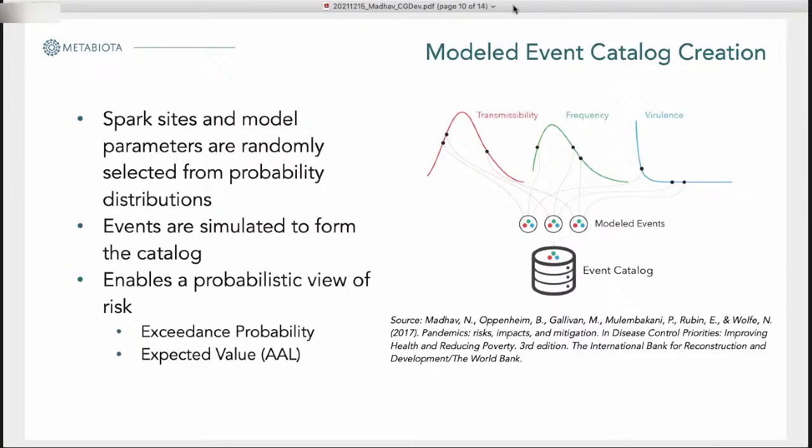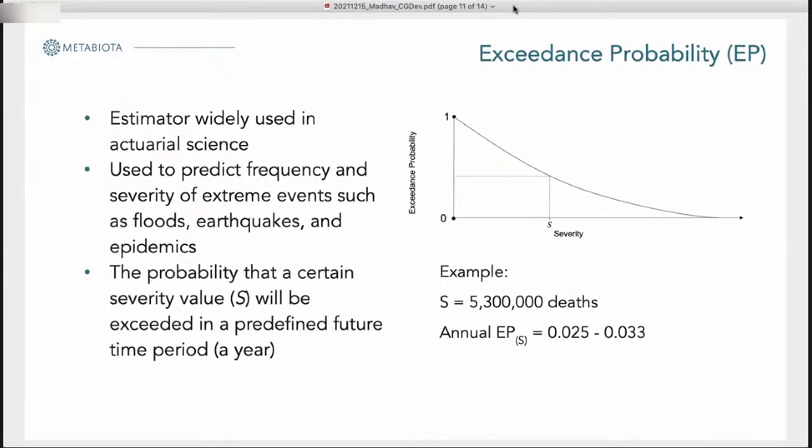Once we run all these high-throughput simulation models, drawing randomly from the different probability distributions that are informing the initial conditions of these events, we simulate them to form this catalog. And this enables us to then make a probabilistic view of the risk, looking at metrics such as exceedance probability and the expected value or average annual loss, as we see here. This estimator, the exceedance probability, is widely used in actuarial science, and we've been applying it now to epidemic and pandemic risk to predict the frequency and severity of these types of events.